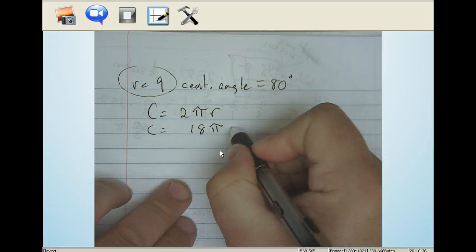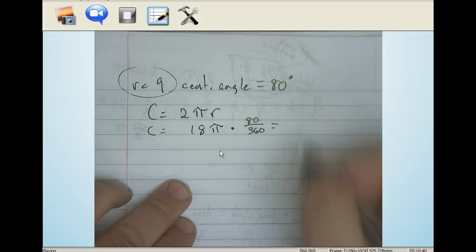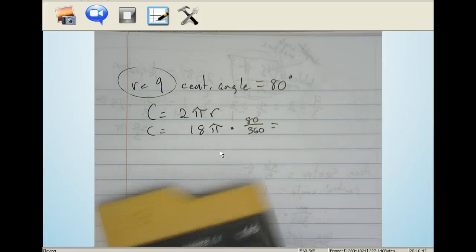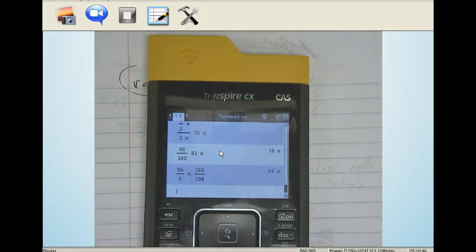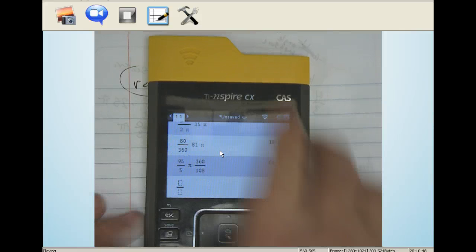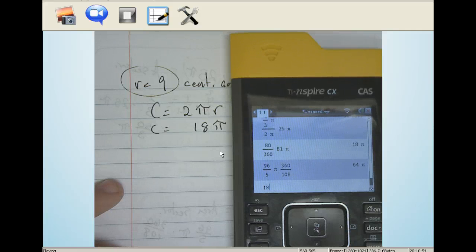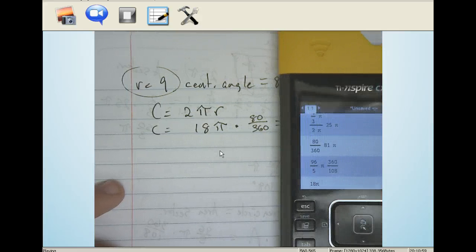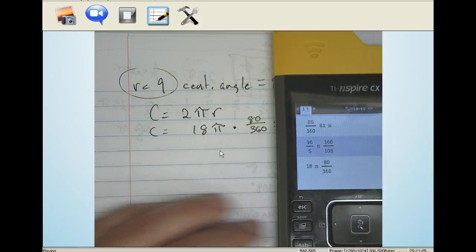Well, we would take the circumference times 80 over 360. I would not do that by hand. I would do it by calculator. So I'm going to just go 18 pi times 80 over 360.